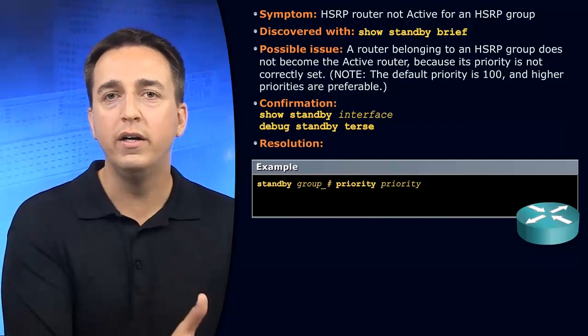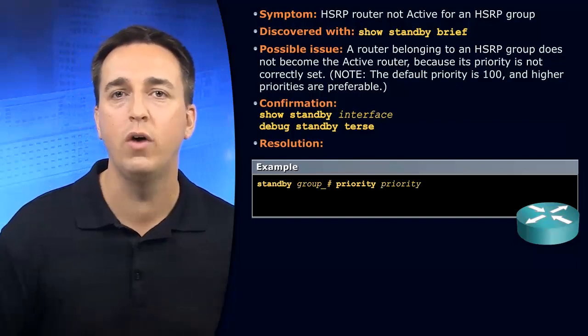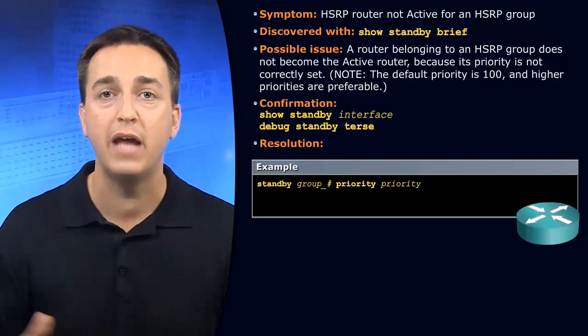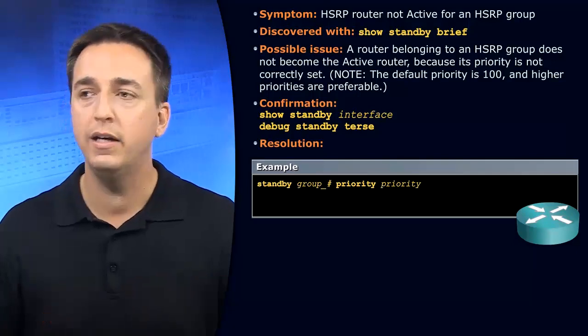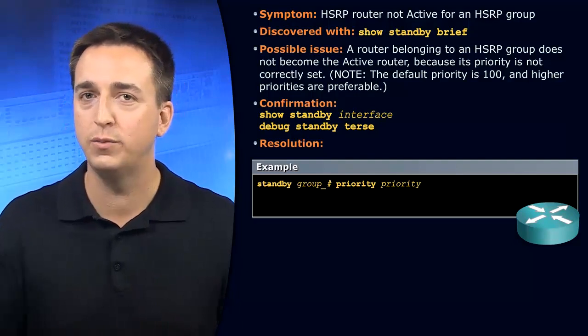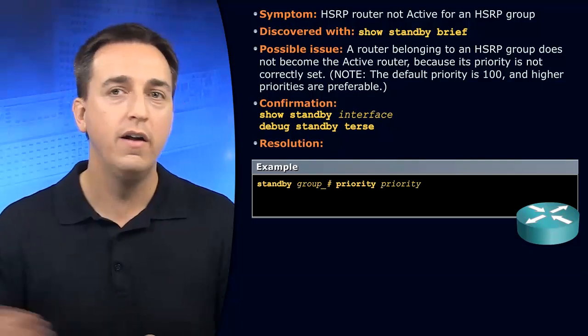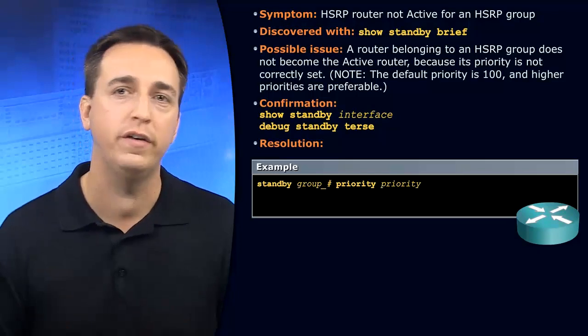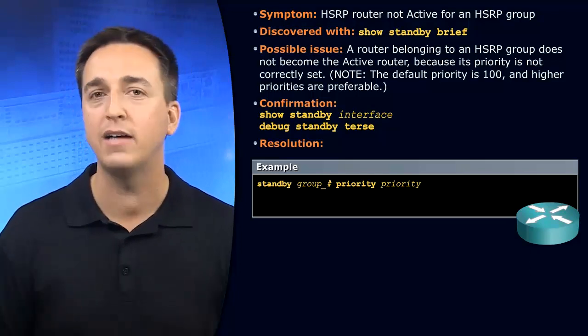So if we have one router that's using the IP address of 10.1.1.1 and another one using the IP address of 10.1.1.2, then which router becomes the active forwarder? Well, since priority is tied at 100 by default, the one with the IP address of 10.1.1.2 configured on its interface becomes the active forwarder.